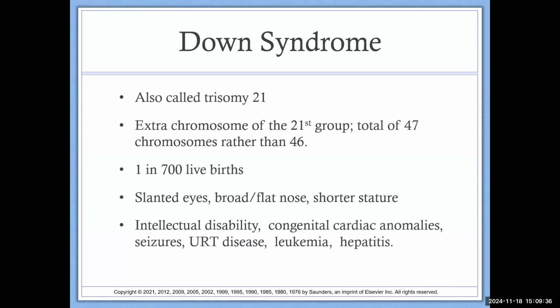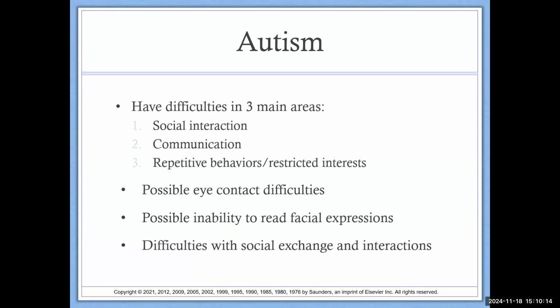With Down syndrome, also called trisomy 21, there is an extra chromosome of the 21st group. So instead of 46 chromosomes, they have a total of 47 chromosomes, and 1 in 700 live births suffer from Down syndrome. They have a more distinct look, slanted eyes, a broad, flat nose, shorter stature, and they do have some sort of intellectual disability, congenital cardiac abnormalities, seizures, maybe hepatitis, leukemia, URT disease, or upper respiratory tract disease.